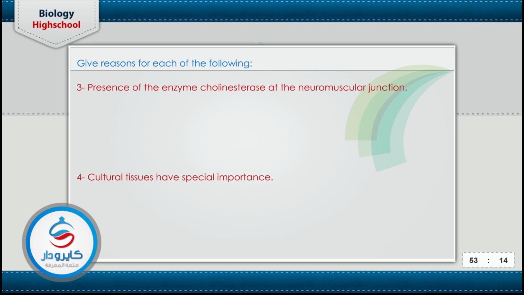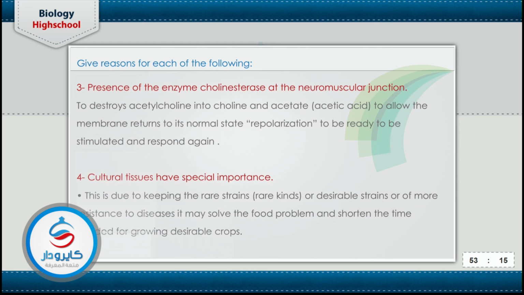When the acetylcholine gets on the muscle plate, that leads to the passage of the sodium ions inside the membrane, so that leads to change the state of the muscle plate from polarization to depolarization, causing contraction of the muscle. So to allow the muscle to regain its repolarization, we need to remove the acetylcholine. So the cholinesterase enzyme destroys the acetylcholine after performing its function to allow the muscle to return to its normal state, which is called the repolarization, to be ready to be stimulated to respond again.